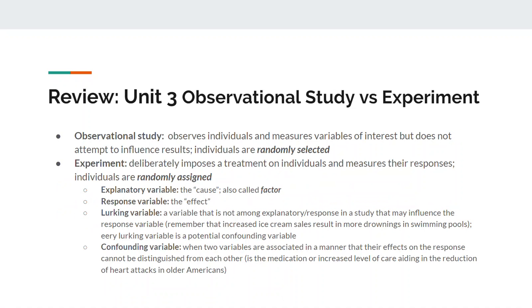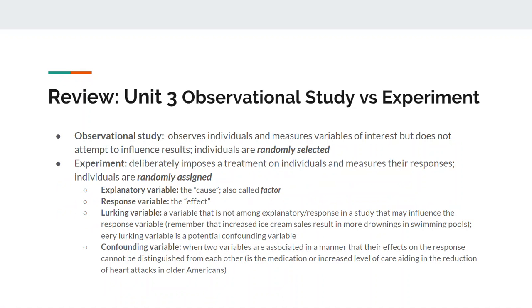Okay, observational study versus experiment. Observational study, people are randomly selected. You are basically watching what's going to happen but not influencing the results. An experiment is when you are randomly assigned, and the magic phrase there is where you deliberately impose a treatment on individuals and then measure their responses. The definitions underneath are all there. Please kind of have an understanding of those.